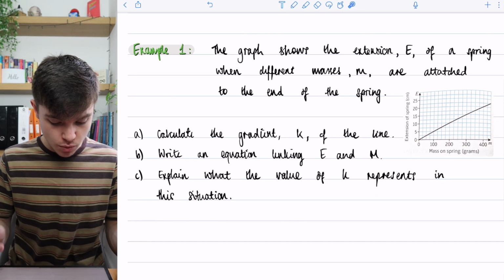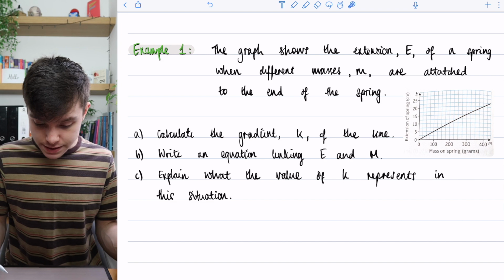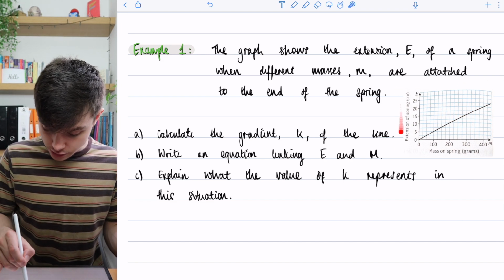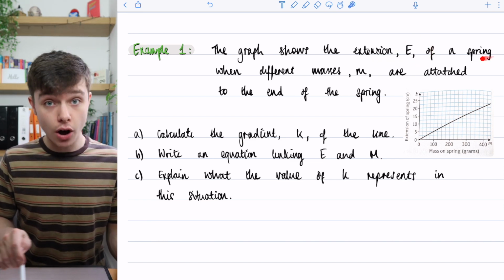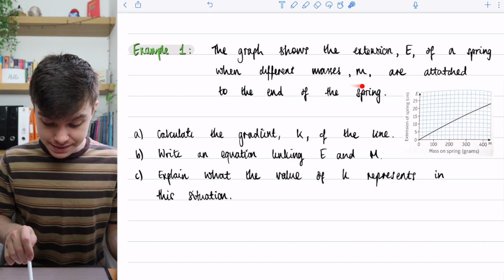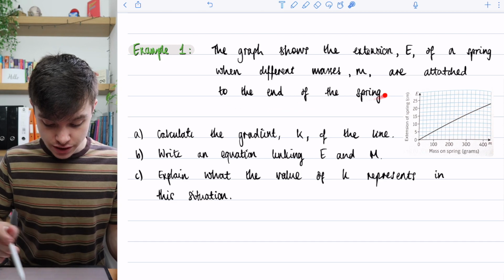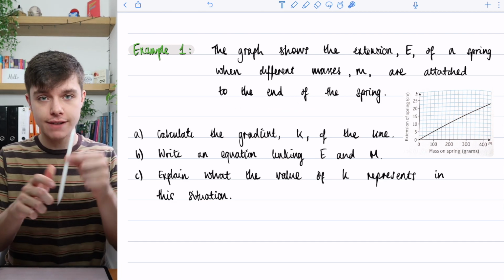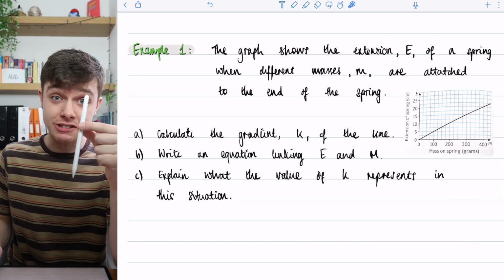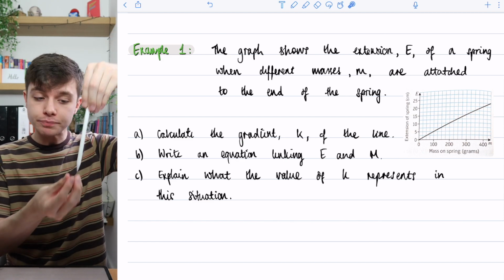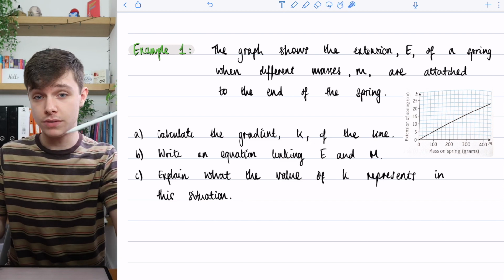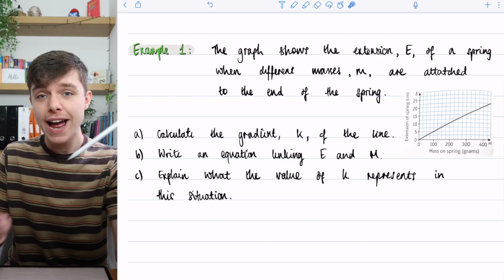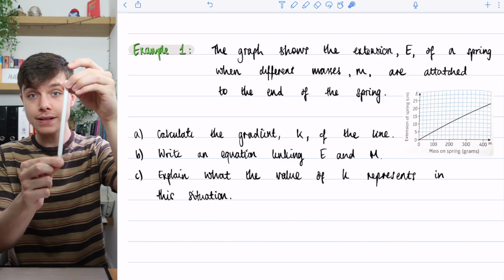Okay, we're going to have a look at two examples, just taken from the textbook here. So this is a screenshot of the graph. And it says the graph shows the extension E of a spring when different masses M are attached to the end of the spring. So say, for example, this pencil is a spring. Okay, a spring can open and close, or sort of extend and descend, if you like, or stretch, and we add some weights on the end.